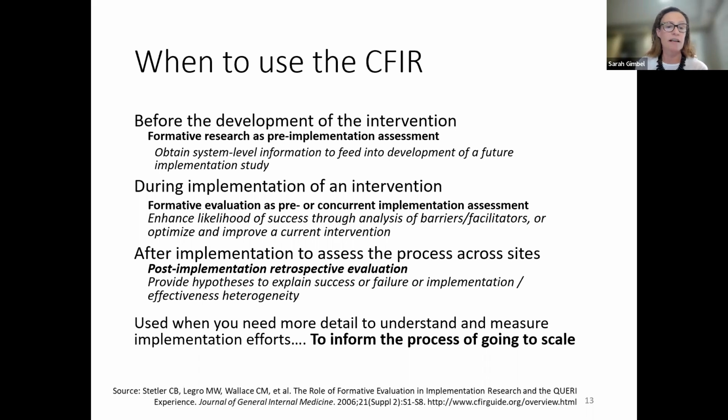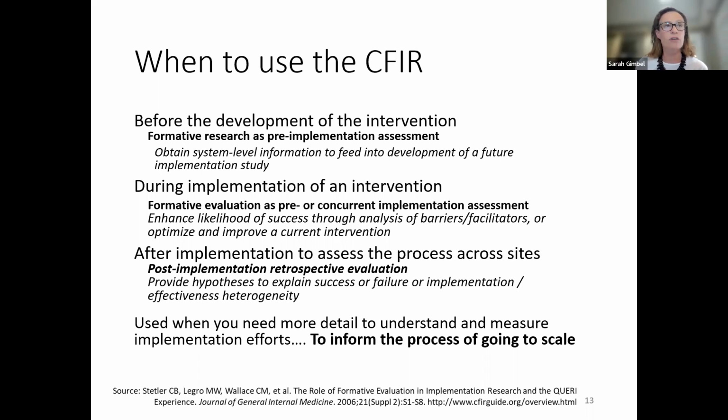During the implementation of an intervention, it can also be used. This can enhance the likelihood of success through analysis of barriers and facilitators, or to optimize and improve a current situation. And finally, you can use it after implementation to assess the process across sites, right? So that retrospective evaluation can provide hypotheses to explain why things succeeded or failed during implementation, or if there was any effectiveness heterogeneity across sites. So it's used when you need more detail to understand and measure implementation efforts.